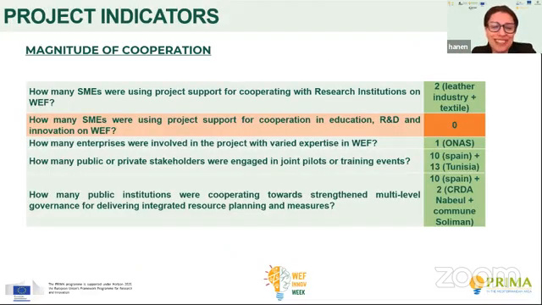Here with my team, we try to fill out this table. How many SMEs do we have? Two industries, a leather one and a textile one. Until now, we are at the stage of discussion, and they are identified to follow with us a training session. The number of private sector actors engaged in the pilot and training session is 23 between Spain and Tunisia until now, but we will develop other types of training sessions for other partners.